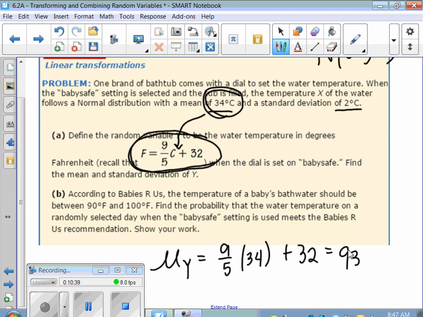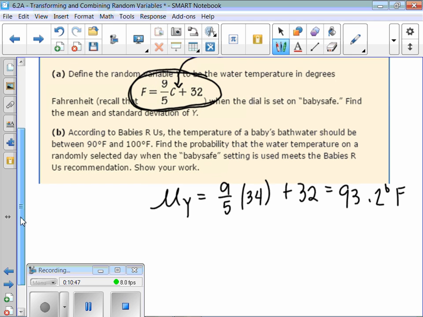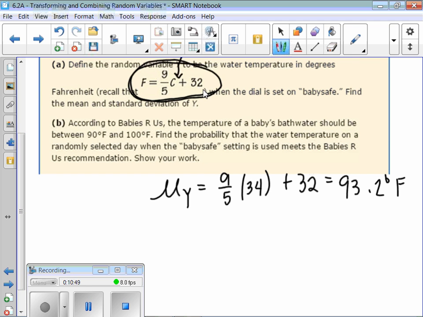So we get 93.2 degrees Fahrenheit for our mean. Now, when I want to transform the standard deviation, which was 2 degrees Celsius, I'm going to plug it into my formula, except I only do part of this formula. Which part am I going to do? Yep, and do not add 32. And so I get 3.6 degrees Fahrenheit, because we never add or subtract for the standard deviation.